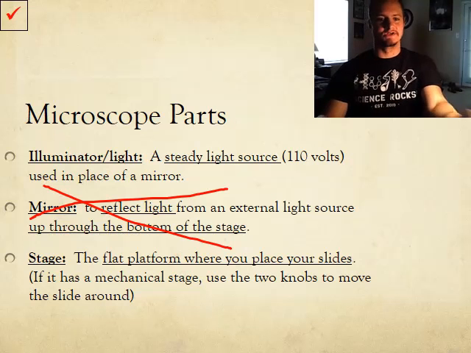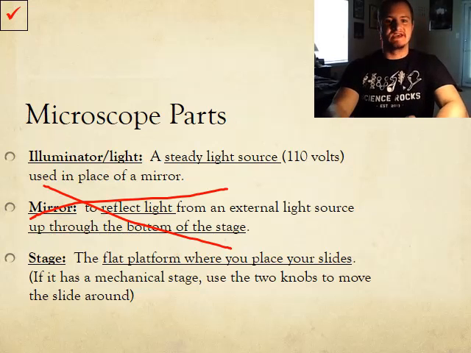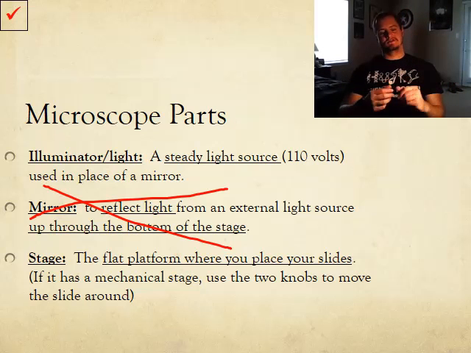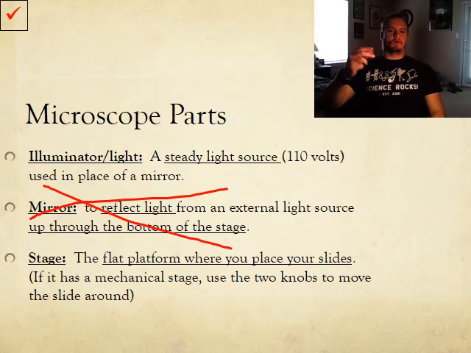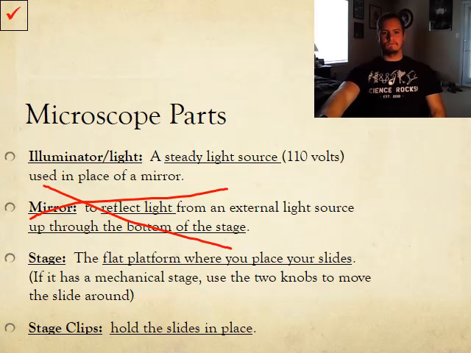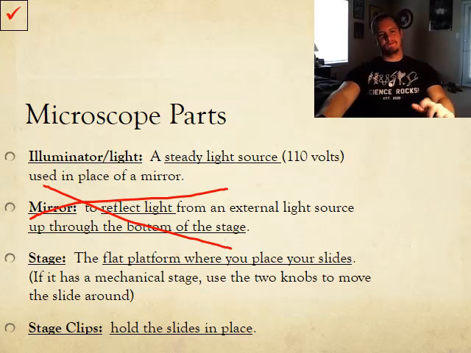We have the stage. The stage is a flat platform where you go ahead and place your slides. If it has a mechanical stage, there are two knobs that you normally find, one on the side, one on the bottom, that can move the stage around, so you can get a better look at whatever it is you're trying to view. And the stage clips are two little clips that hold the slide in place. That way it's not moving around while you're trying to look at it.